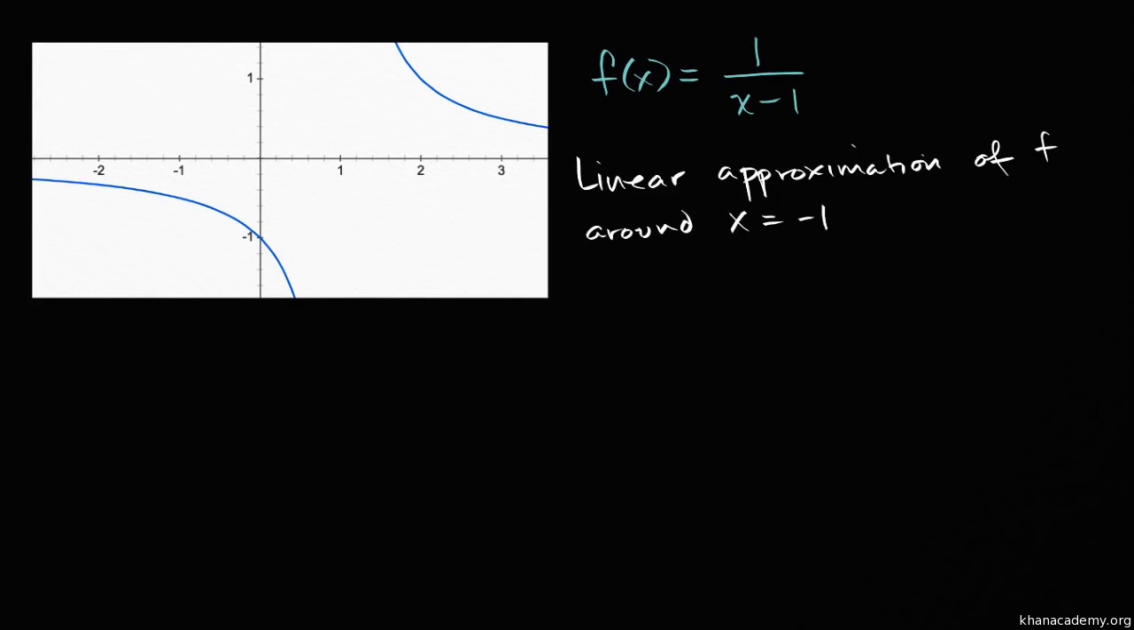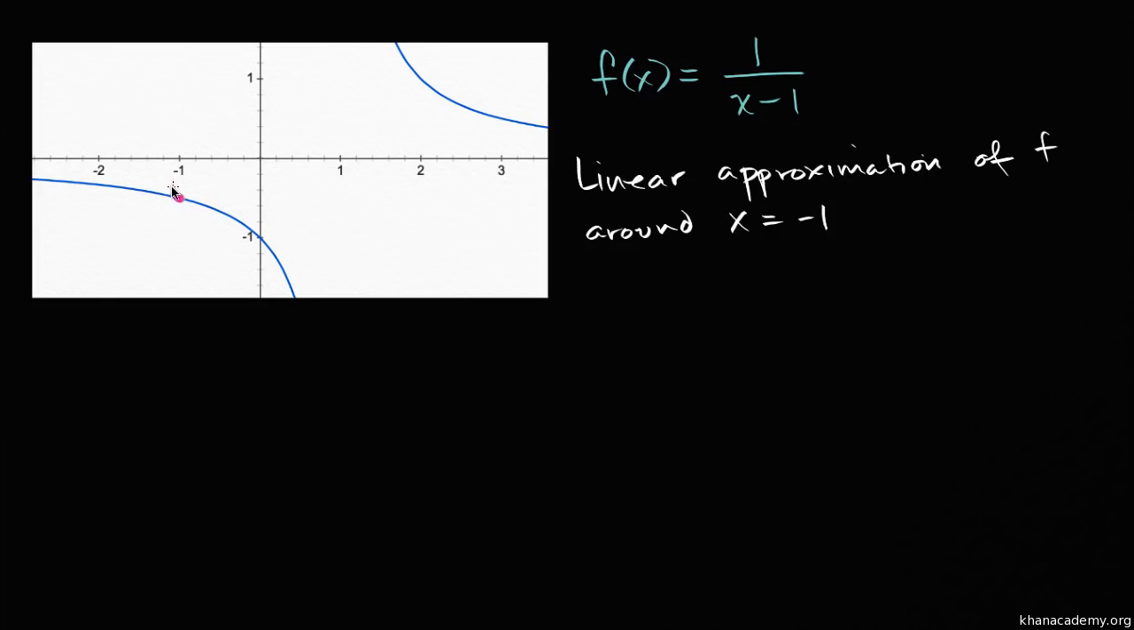So what do we mean by that? Well, let's look at this graph over here. On this curve, when x is equal to negative 1, f of negative 1 is negative 1/2, which takes us right over there. Let me do this in a better color. So it's right over there. And what we want to do is approximate it with a line around that.